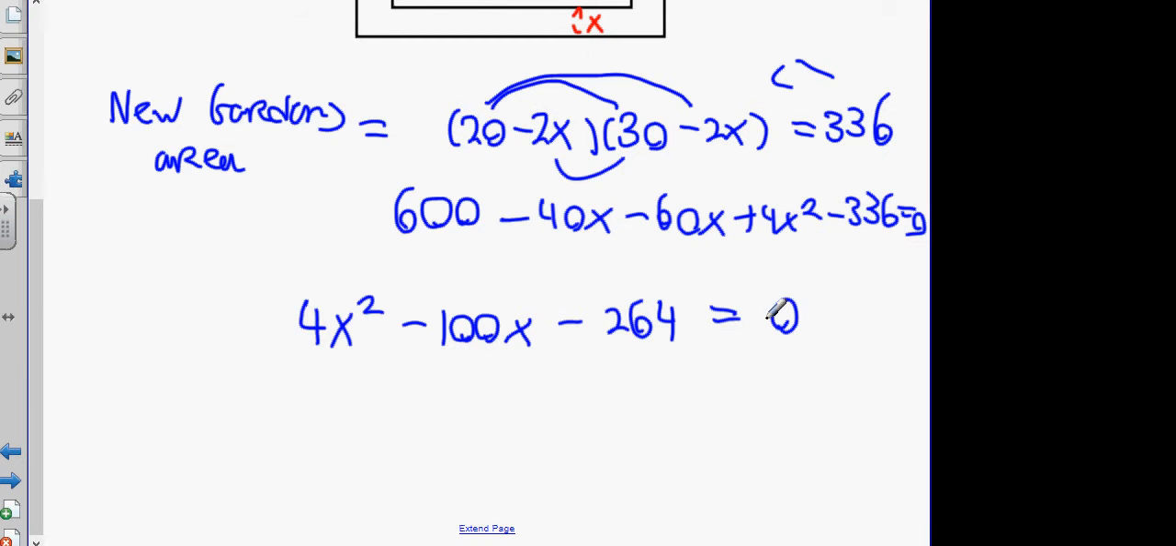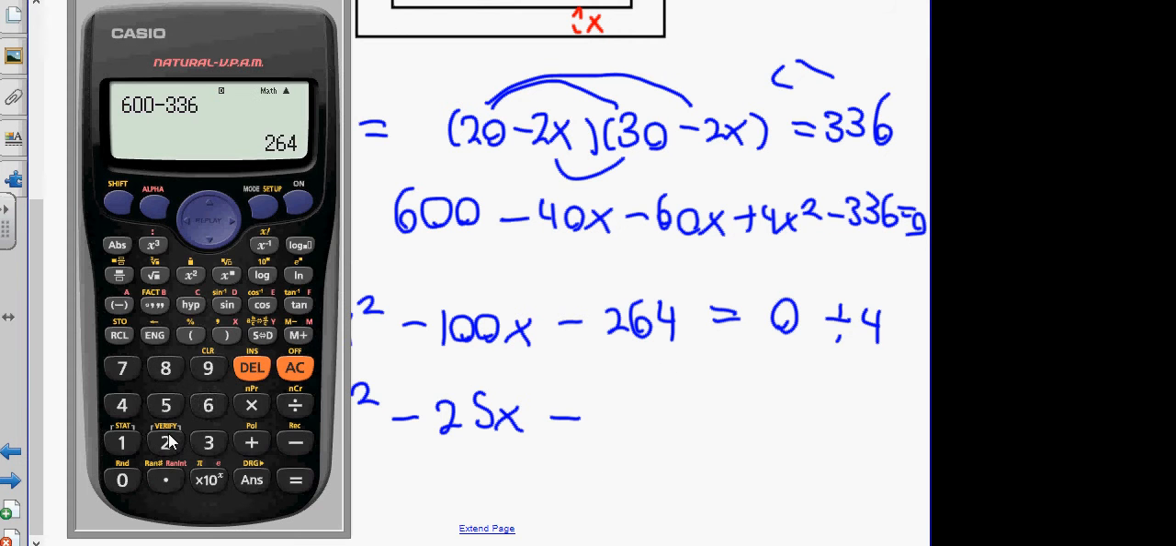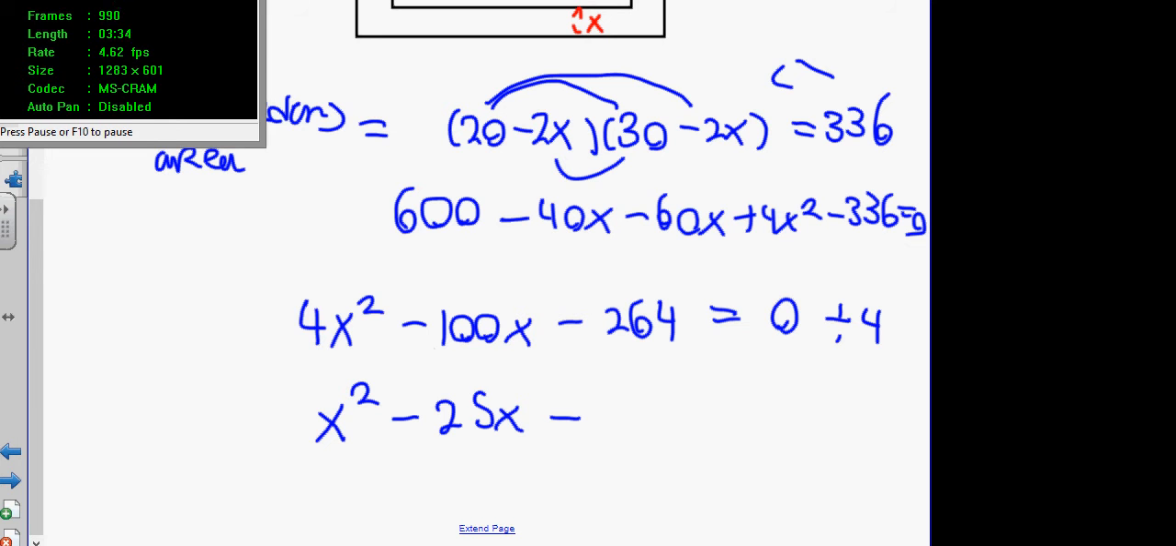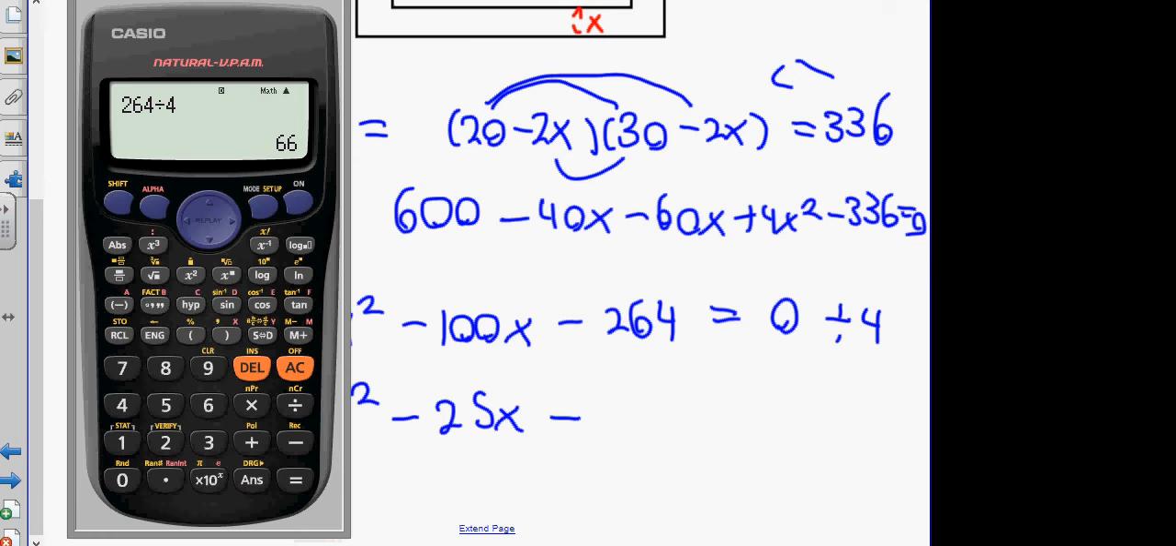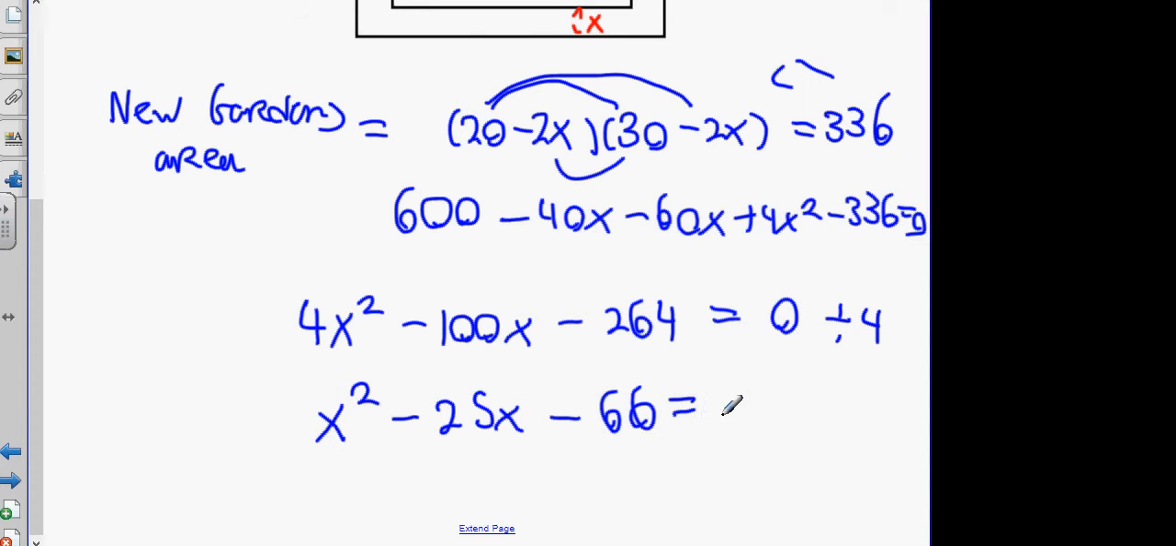Now I'm looking at these numbers and I'm going, okay, factorising this would be really difficult. I could use the quadratic formula right away if I wanted, but I might give it a go factorising this time. So I'm going to try and divide by 4. I get x squared minus 25x, so I'm dividing both sides by 4, and this one here is going to be 66, I think. So 264 divided by 4 is 66, okay?